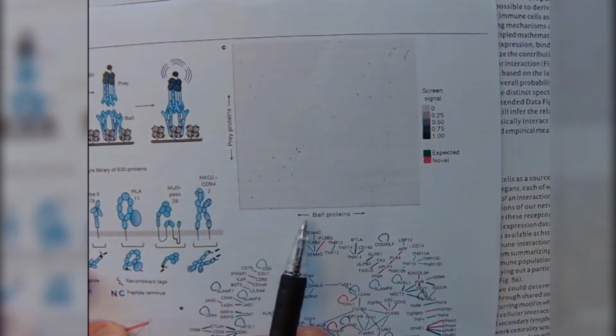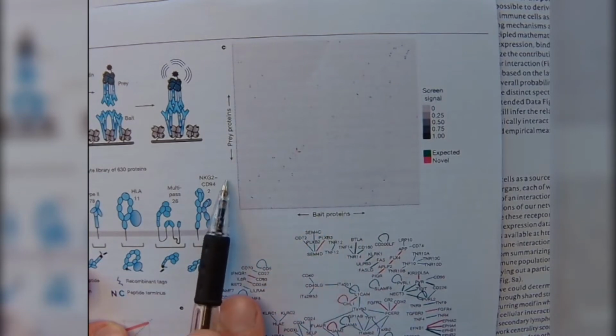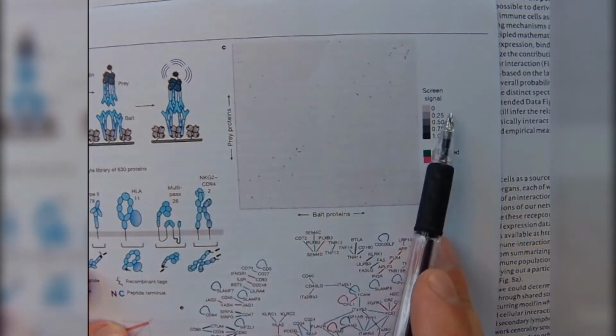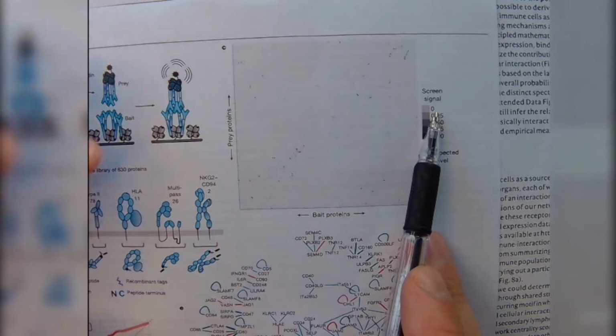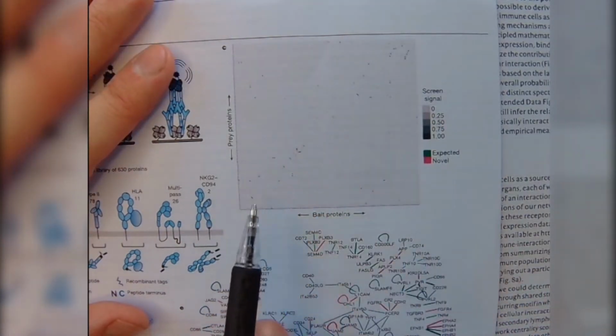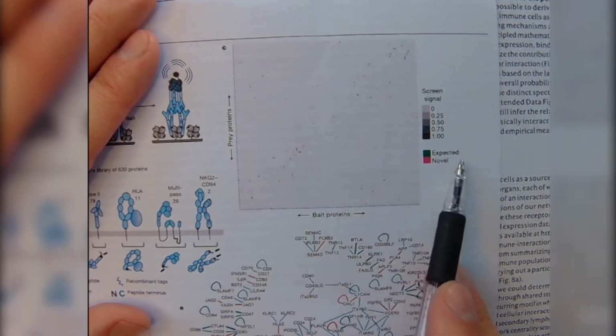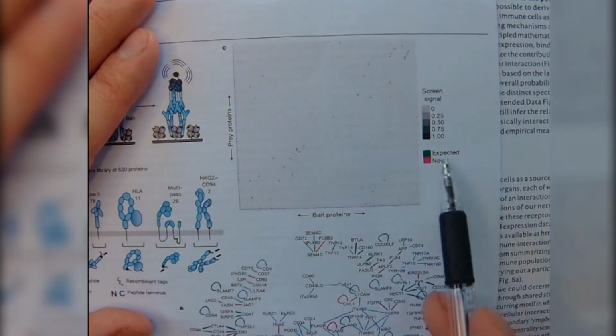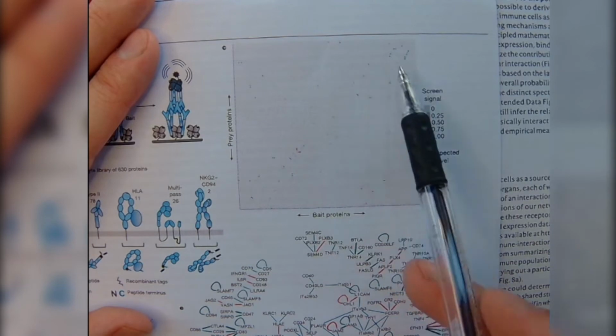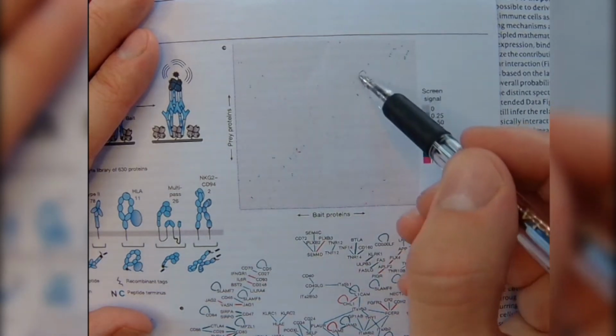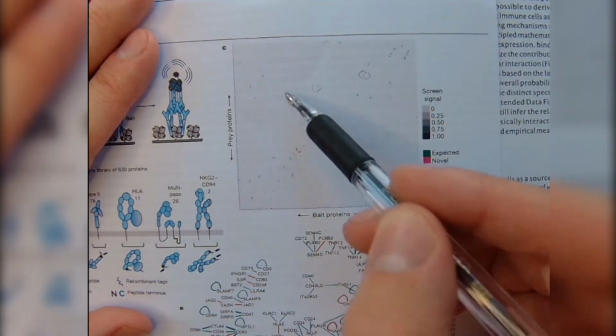So you can see all of these bait proteins here correlating to all of the prey proteins, with a signal strength in the amount of black that you can see, and with the interactions that they did see, they denoted the expected in green and the novel in purple, or in pink, which is a little bit difficult to see, but you can see novel interactions here, here, here, here, here, here. So that's pretty interesting.